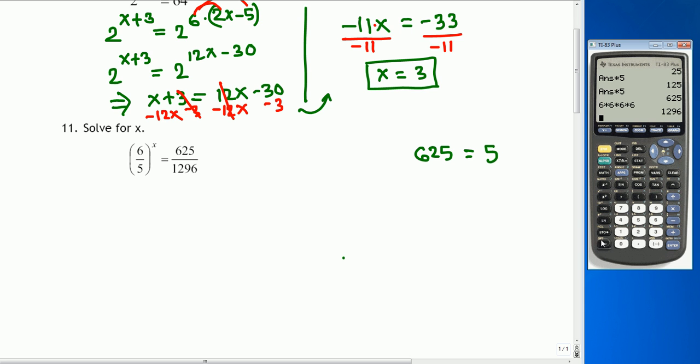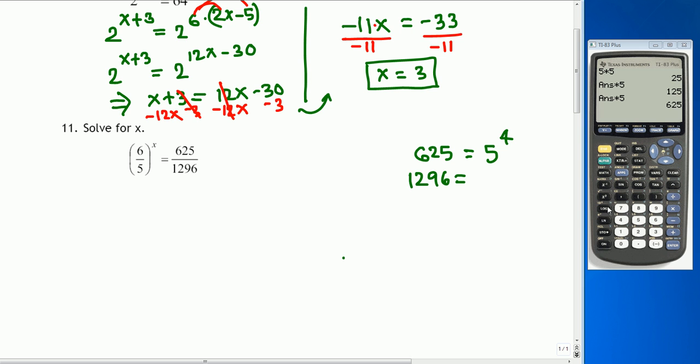We'll check that in the calculator. So 5 times 5, 25 times 5, 125 times 5, 625. So how many? 4. In the same way, now this is 5 raised to 4, so this should be 6 raised to 4 as well. Let's try 1296.